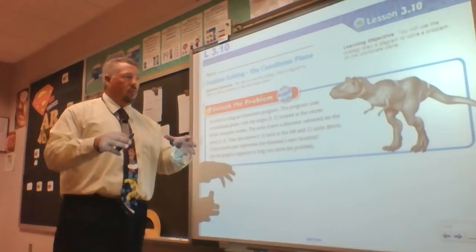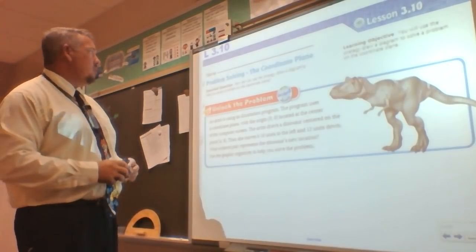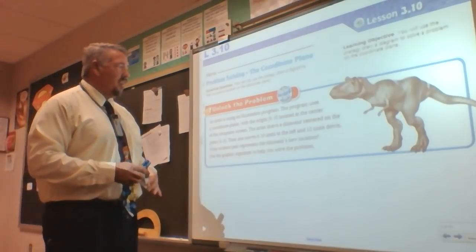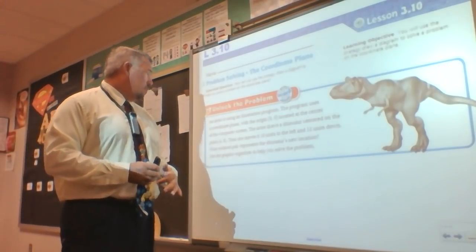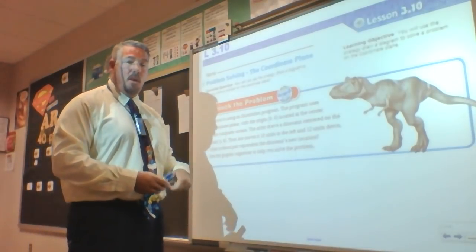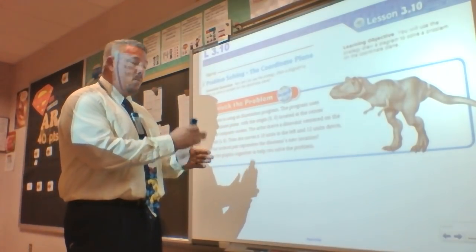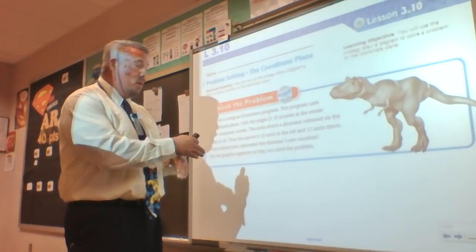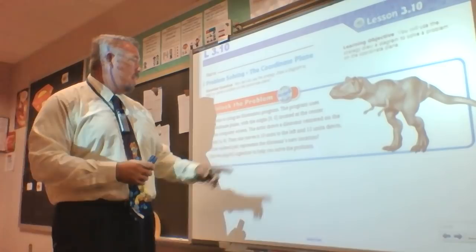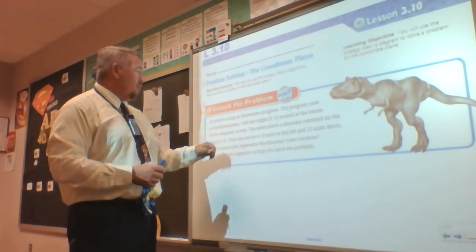So I have a dinosaur. That's the first example that they're going to give us. It says an artist is using an illustration program. The program uses a coordinate plane with the origin of 0, 0. Once again, staying in the center of that coordinate plane where the x and the y intersect, not going forward, not going back, not going up, not going down. It's located at the center of the computer screen.